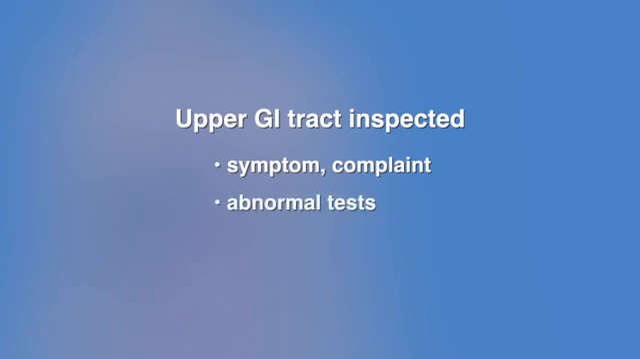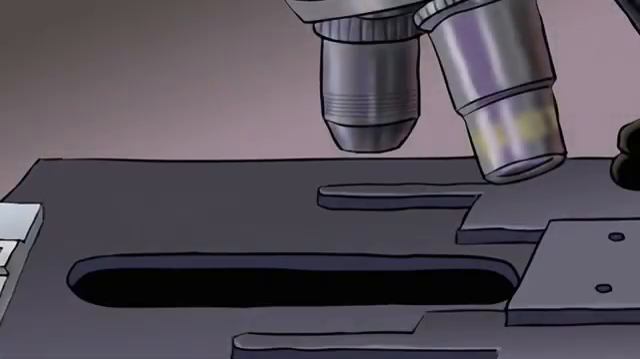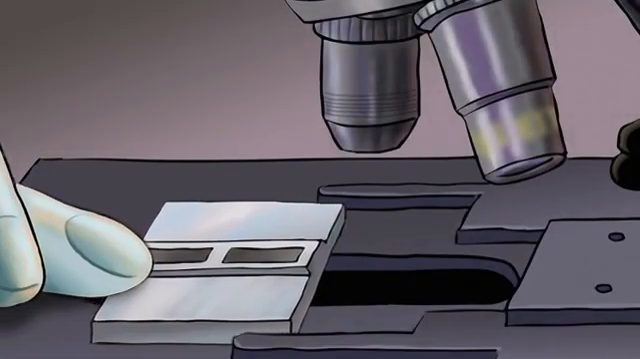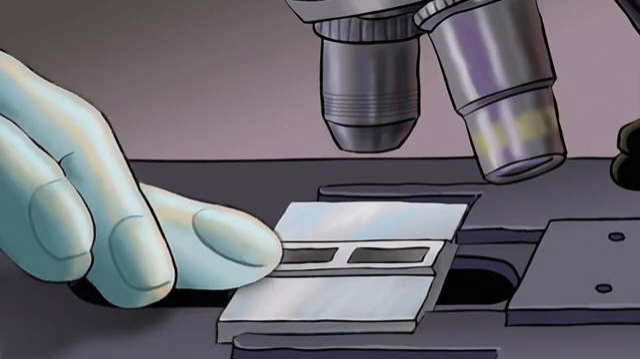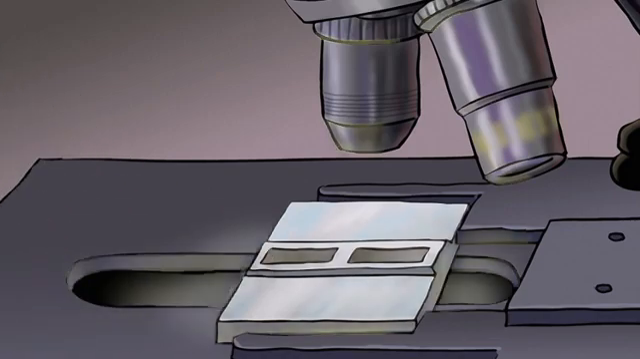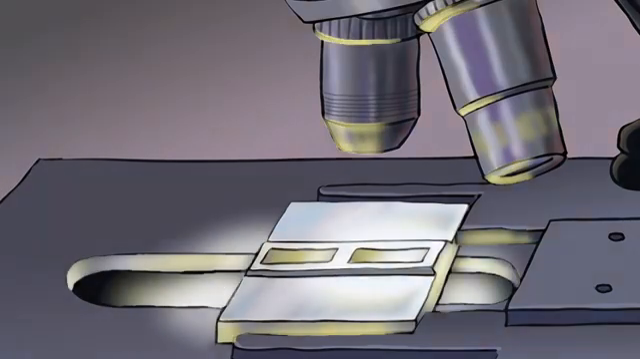During this procedure, the lining of the upper GI tract is inspected to investigate symptoms and complaints, such as difficulty swallowing and heartburn, abnormal tests, commonly anemia, and other suspected disease, such as celiac disease, ulcers, or cancer. Suspicious lesions may be removed or biopsied. If tissue samples are collected, they are sent to a pathology lab for examination.